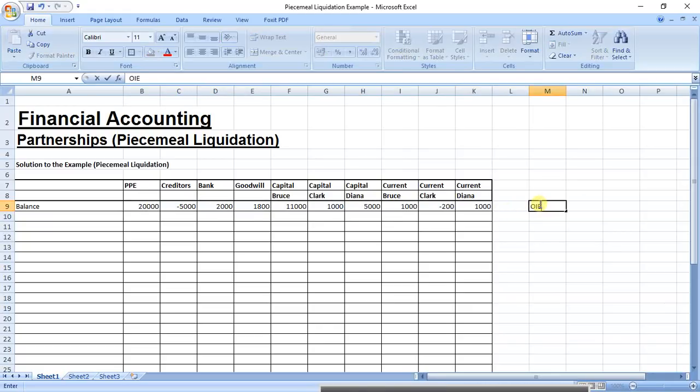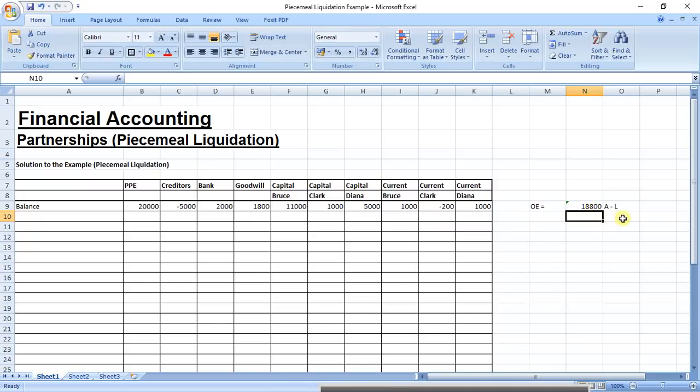Okay, and have a look here. If I do a check in terms of the totals, owner's equity, and then assets minus liabilities, right? If I look at all the owner's equity, okay, which would be those over there. Okay, capital for Bruce, with capital for Clark, with capital for Diana, and obviously all 3 of their current accounts.